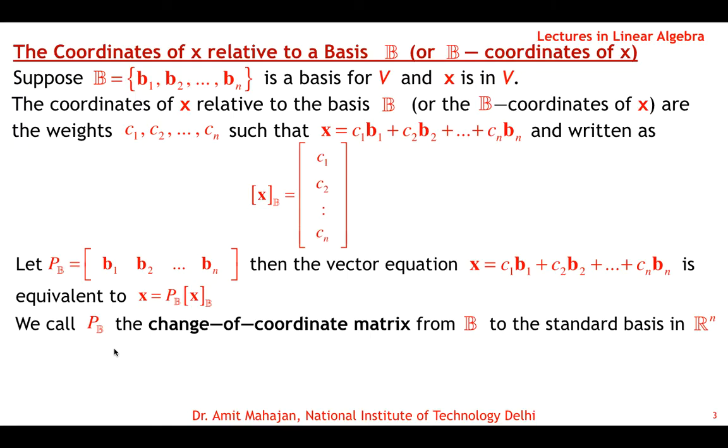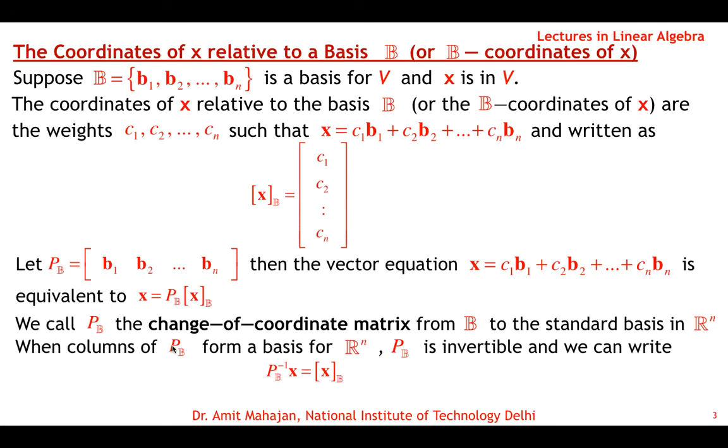Now, if the columns of the PB matrix form a basis for Rn, that means there are exactly n columns, because we need n independent columns to span this, and each column has n elements. Because they span, they become a basis for Rn, so these vectors also belong to Rn, so each of b1, b2 has n elements. So that means it will be an n cross n matrix, a square matrix. Then it will be invertible. This square matrix will be invertible because the columns are independent, so every column has a pivot position.